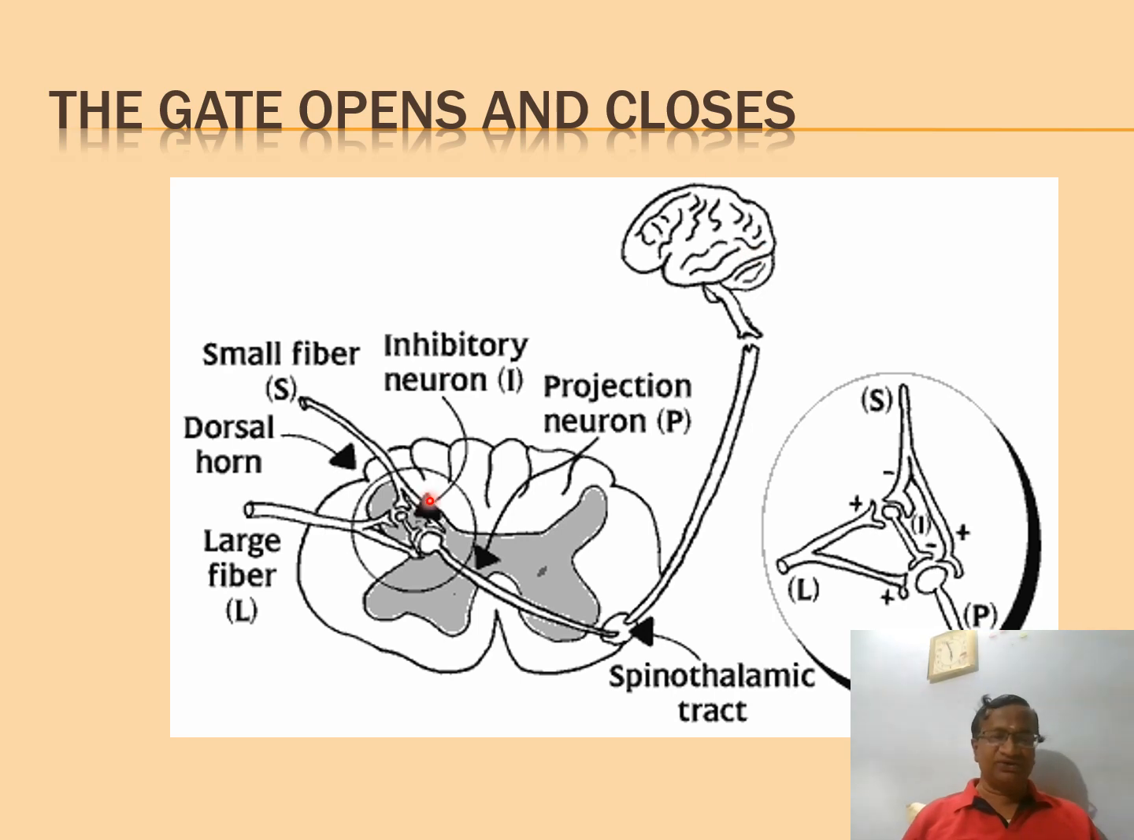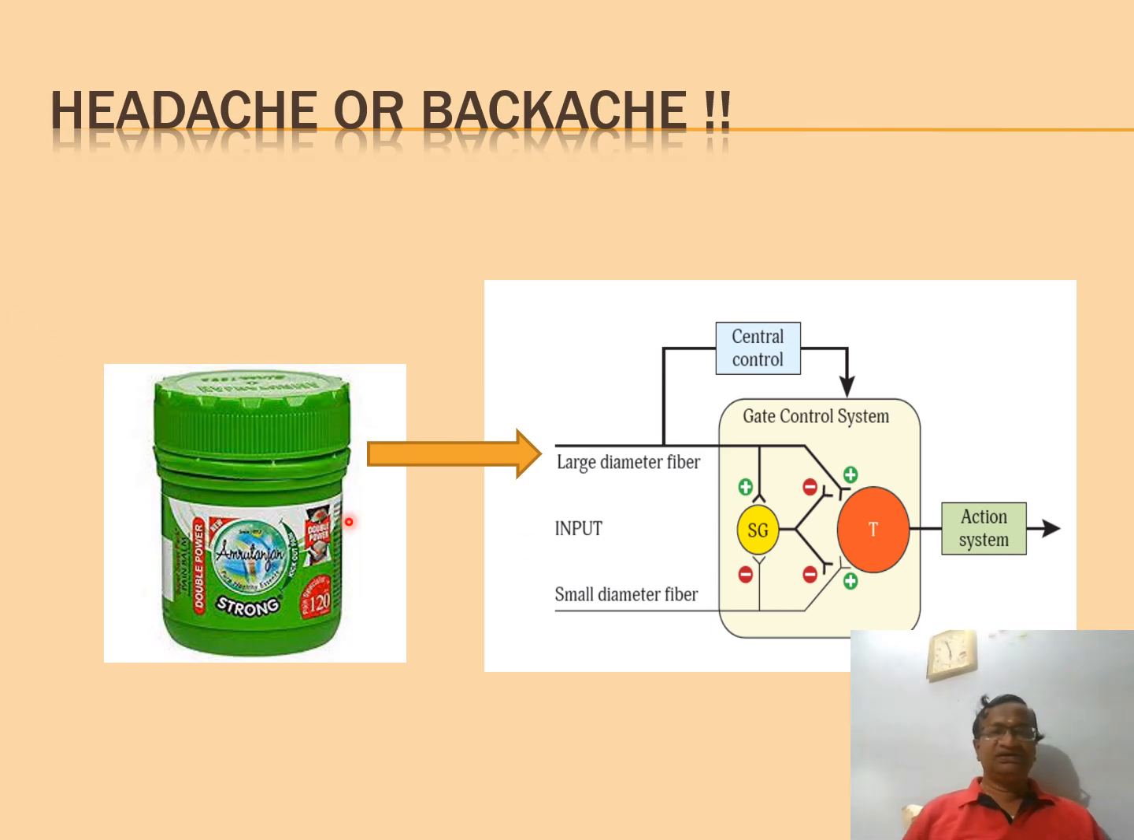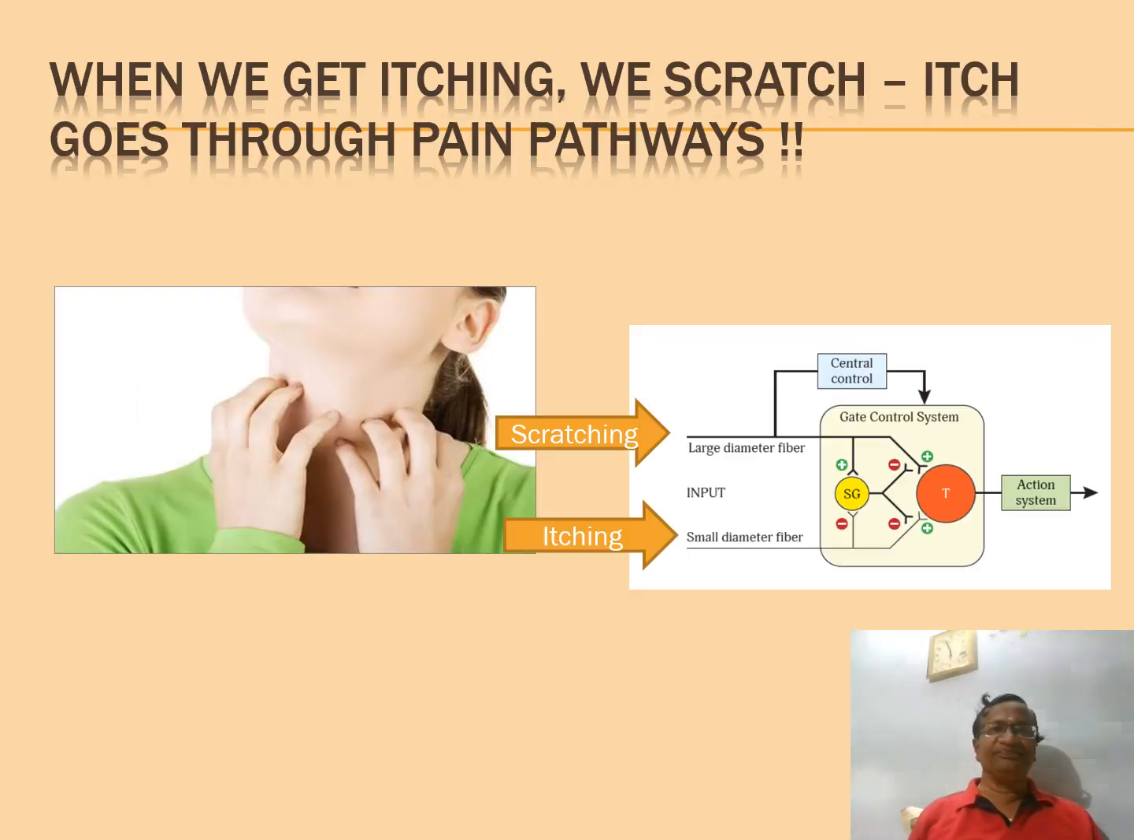So the gate opens and closes. If the large fibers remain unstimulated, the pain signal will be continuous, and so the patient will have pain. Now see here, there is a headache. It is going on, the patient is having a headache. Now we put some balm. We are stimulating the large fiber. This large fiber is stimulating the substantia gelatinosa, and the substantia gelatinosa is inhibiting. So the SG acts as a gate to decrease the pain, just by pushing Zandu balm.